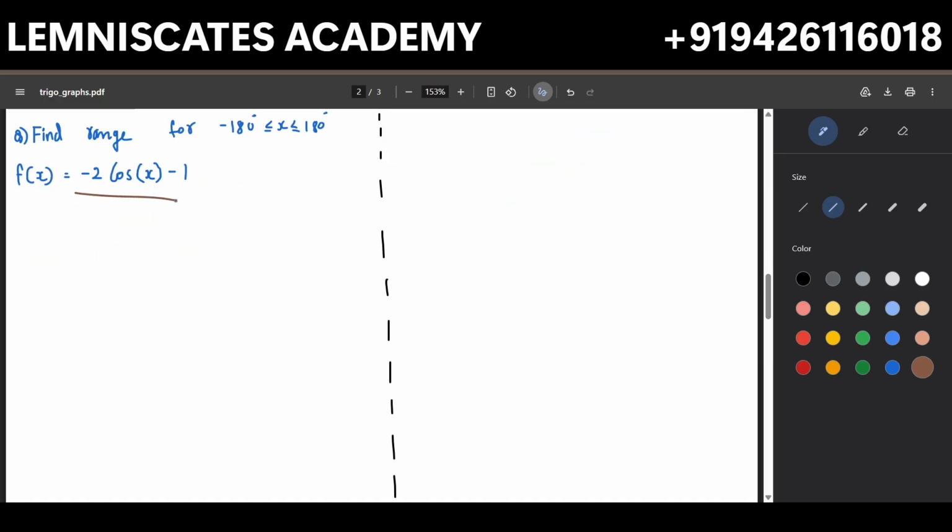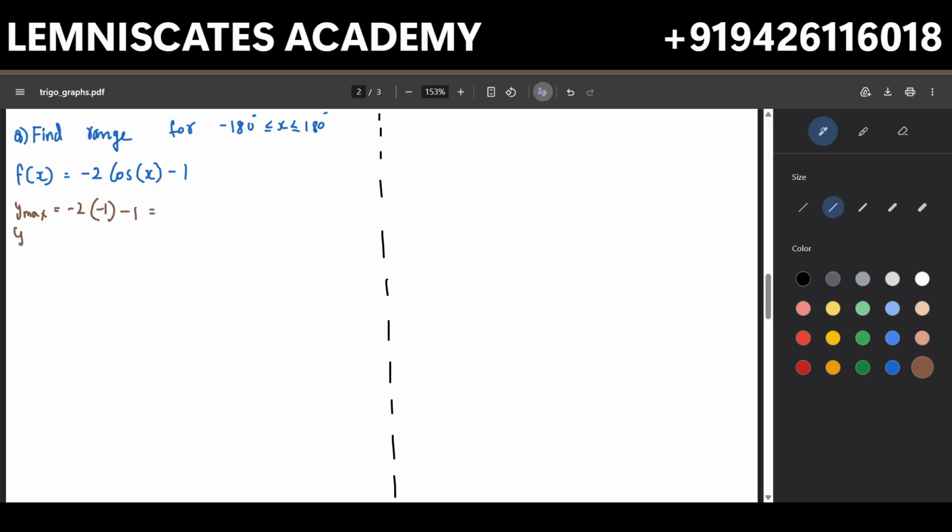So we are given the function -2 cos x - 1, for which we have to find the range in between this domain -180 to 180 degrees. So in this case, what are we supposed to do? As always, find the y maximum value. In this case, how will you find the y maximum value? Just do -2 and then cos x will be -1 so that this becomes positive to give you a maximum value -1.